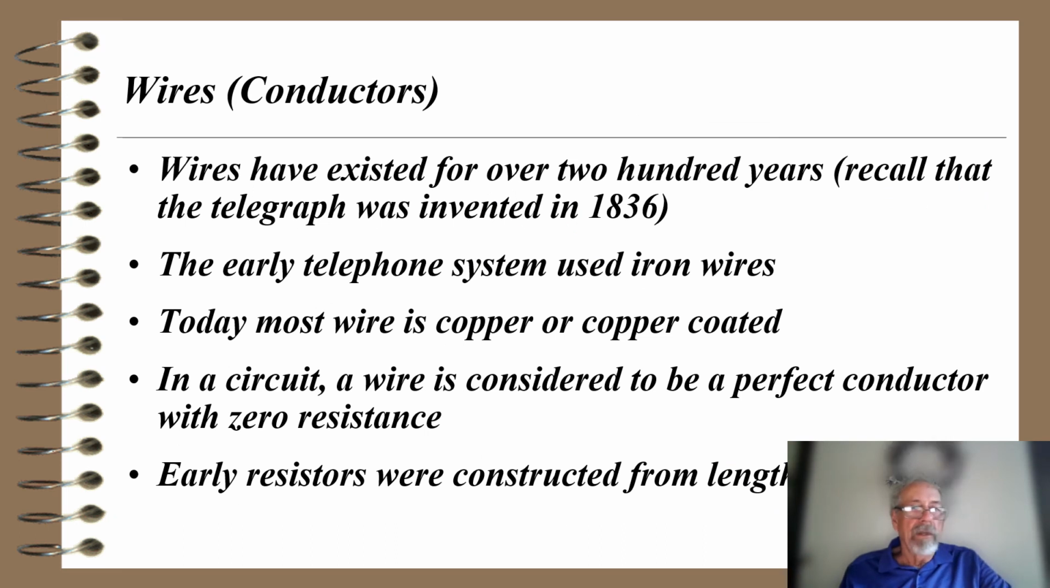What about wires? Conductors, in other words. Wires have existed for over 200 years. Recall the telegraph was invented in 1836. The early telephone system used iron wires because it was cheaper. Today, most wires are copper or copper coated and usually covered by an insulator, a plastic coating. In a circuit, a wire is considered to be a perfect conductor with zero resistance. Early resistors were constructed from lengths of wire. If I had a length of wire 10 feet long, it would have a certain resistance. A length of wire 20 feet long would have twice the resistance.